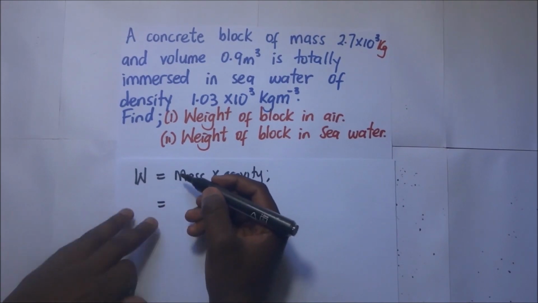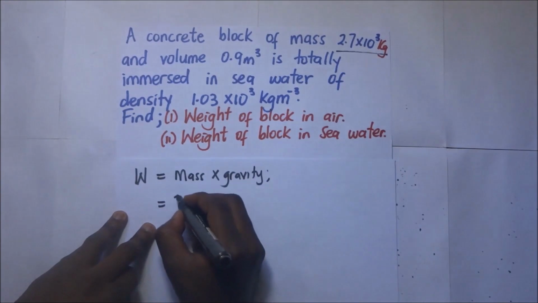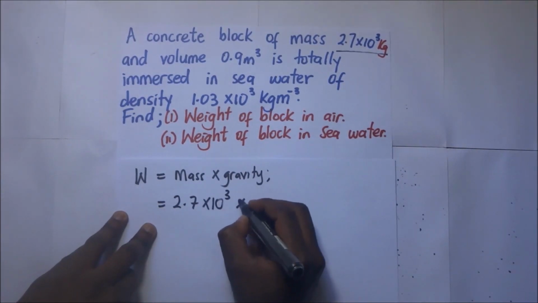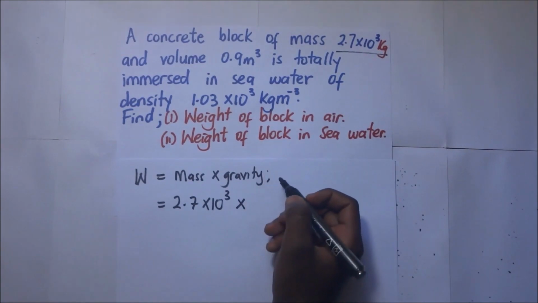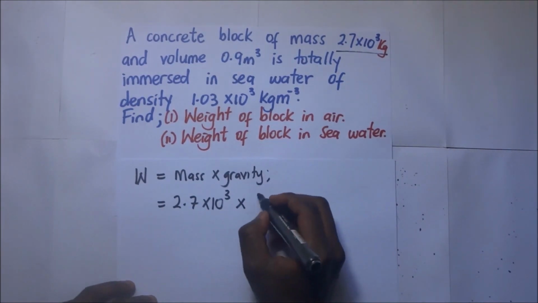What is the mass of this concrete block we are talking about? The mass is 2.7 times 10 to the power 3, so it's 2.7 times 10 to the power 3 kilograms. Multiply that by the gravity. In all my videos, I'll be using gravity as 9.81.